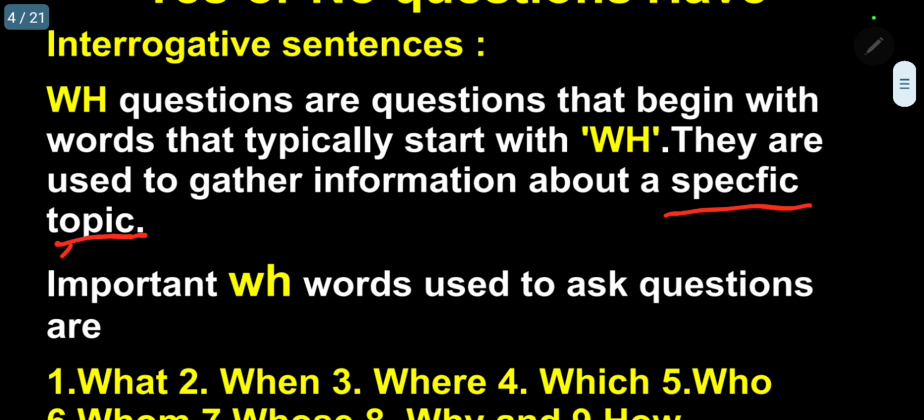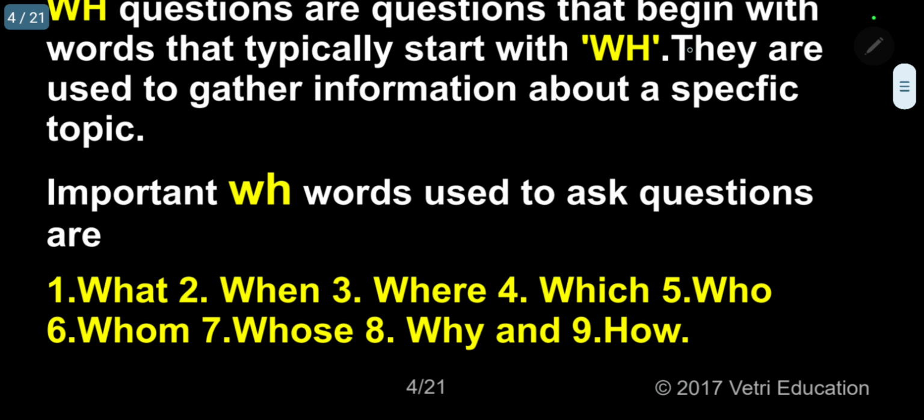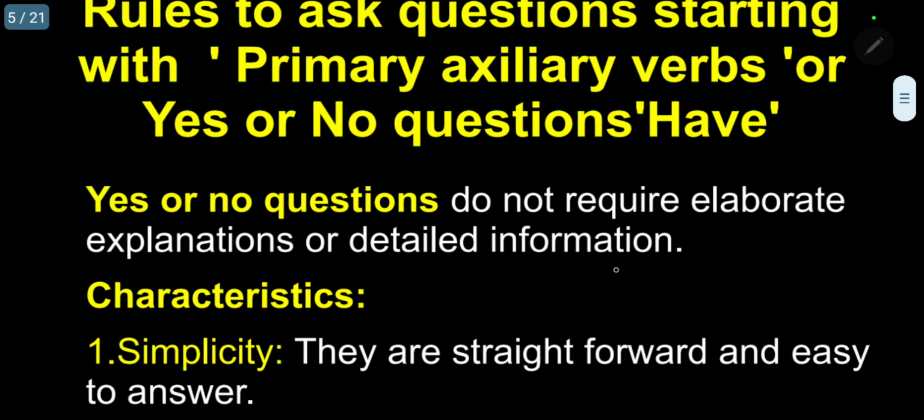Here, the important WH words used to ask questions are: number one, what; number two, when; number three, where; number four, which; number five, who; number six, whom; number seven, whose; number eight, why; and number nine, how. Out of these nine, only in how are the W and H interchanged. In all other cases, it is identical. That's why we call them WH questions. We have already discussed this, kindly refer.